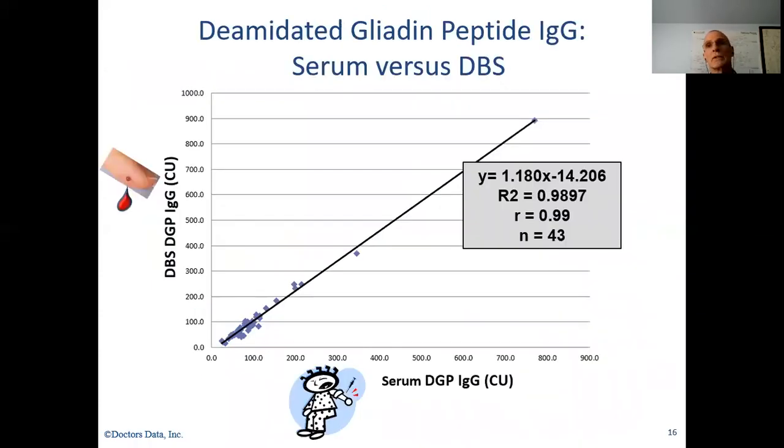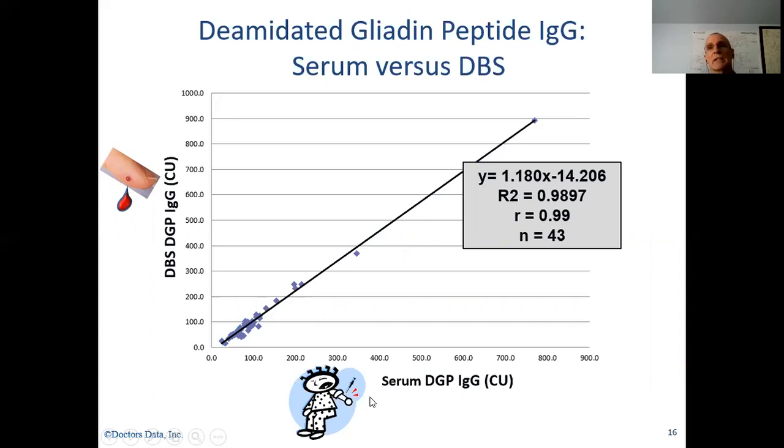Now, one might question the validity of a blood spot. A lot of people are skeptical. There's a lot of things you can do with blood spots. And here I show the incredible correlation between the levels of DGP IgG from a dried blood spot versus from serum. And you can see an incredibly tight correlation, essentially identical results.